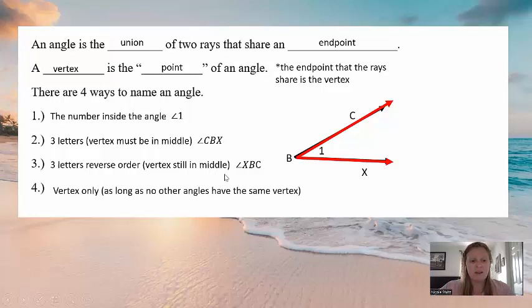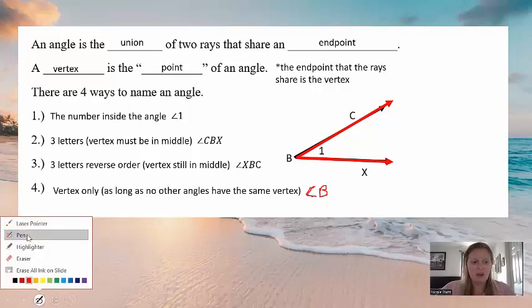And then the last way to name an angle, but this is one that we have to be careful about because you can't always do this, is to name it just by using the vertex only. So we could technically call this angle B. So I'm going to write, excuse my drawing, I'm doing the best I can with the mouse here. So we could call this angle B.